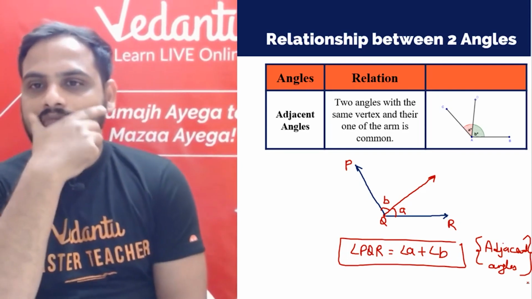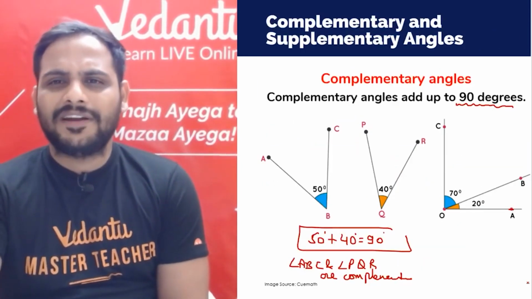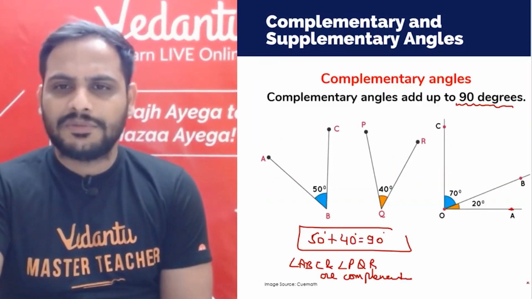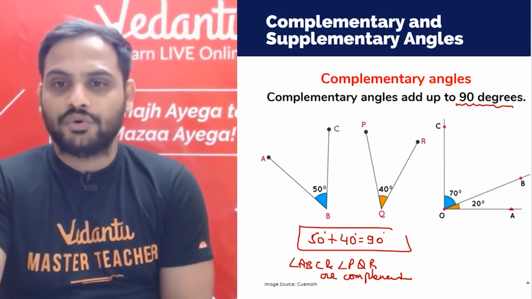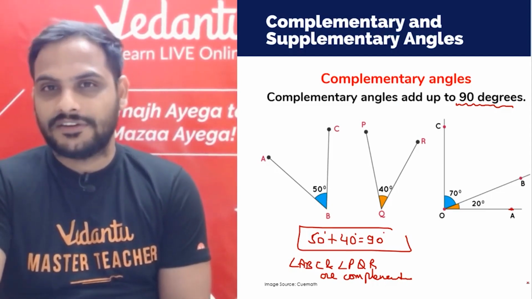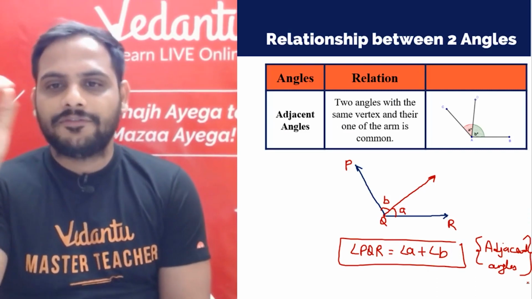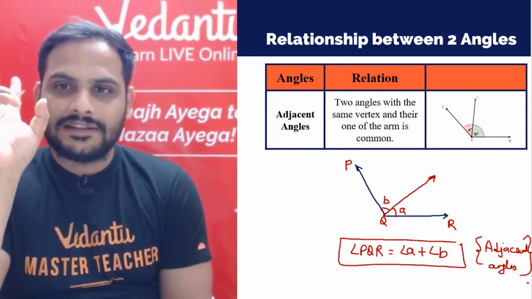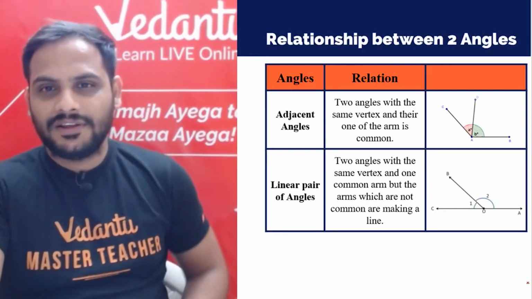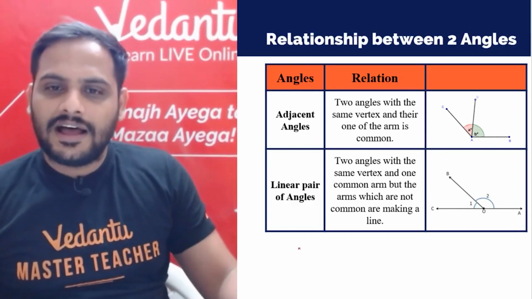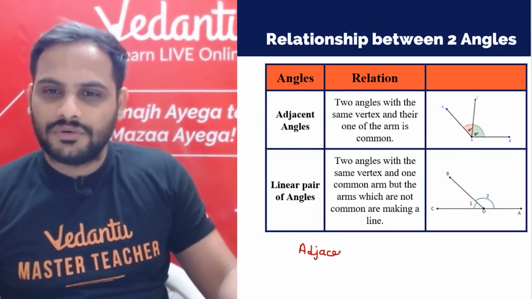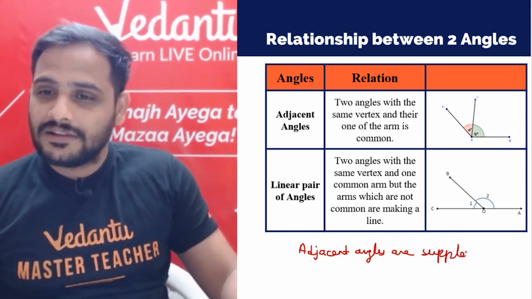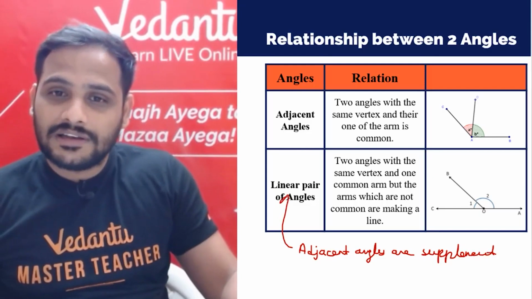Now see, I have told you that complementary angle and supplementary angle simply mean the sum should be 180 for supplementary, the sum should be 90 for complementary. We do not care whether the angles are separate or adjacent. But if two adjacent angles are in such a way that they are supplementary as well, then those angles are called a linear pair.